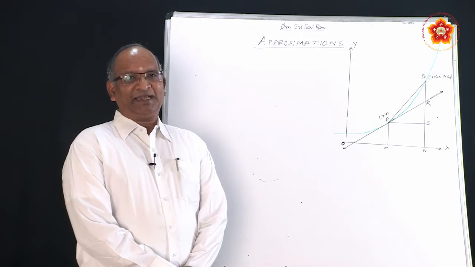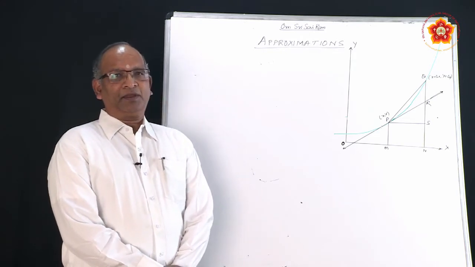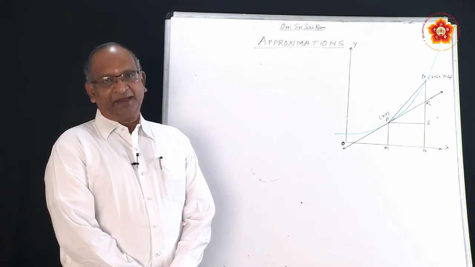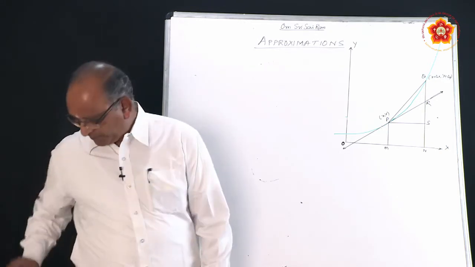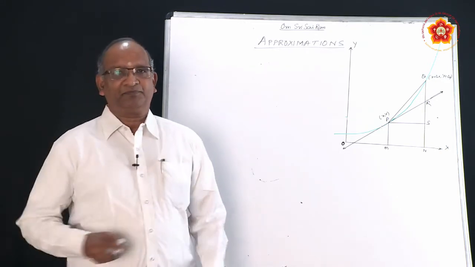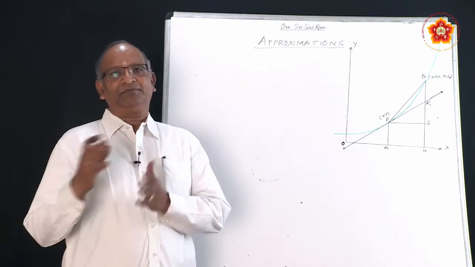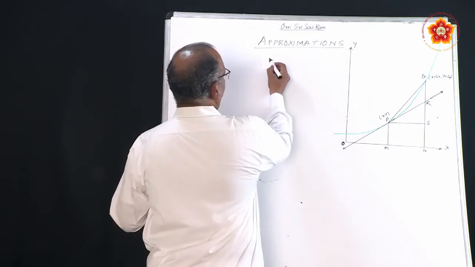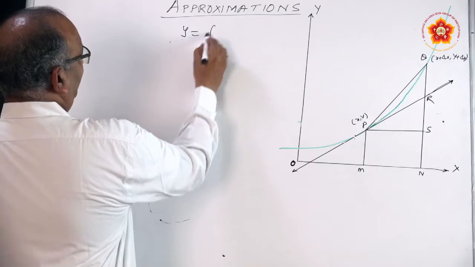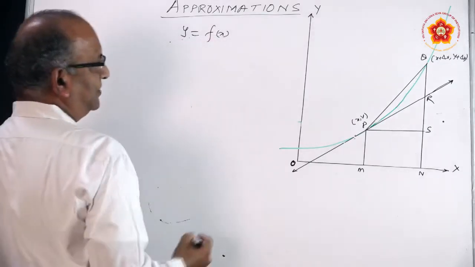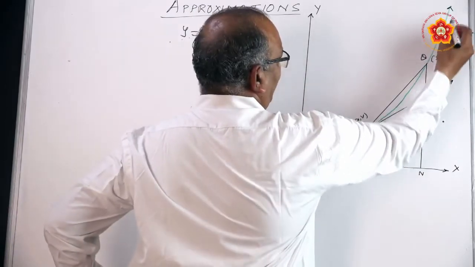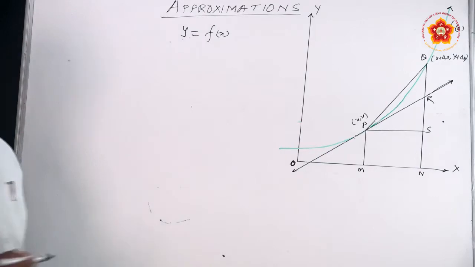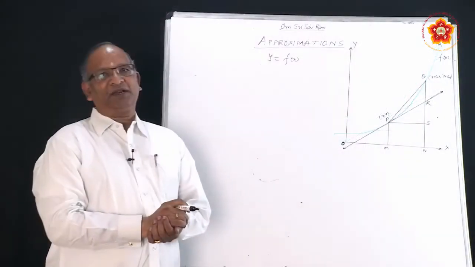In order to understand it, let us look at this particular diagram. We have a function whose domain is a subset of real numbers. Any function, let us say y equal to f of x. This is the graph of that particular function. The green line is the graph of that function.